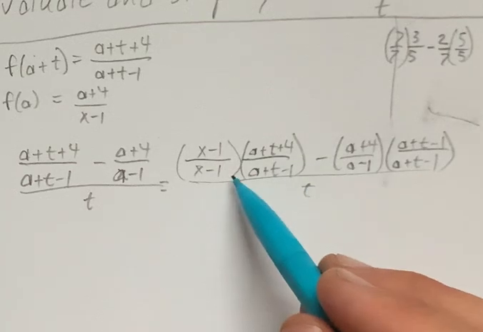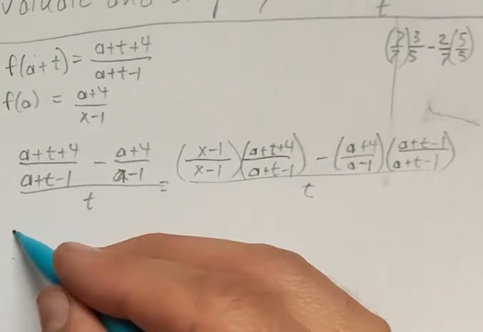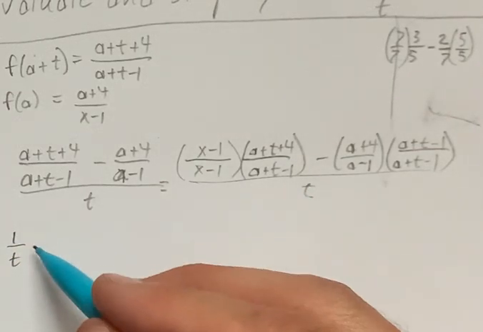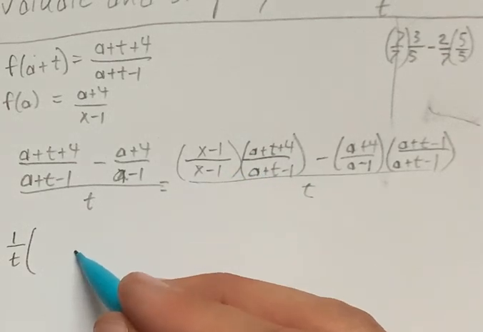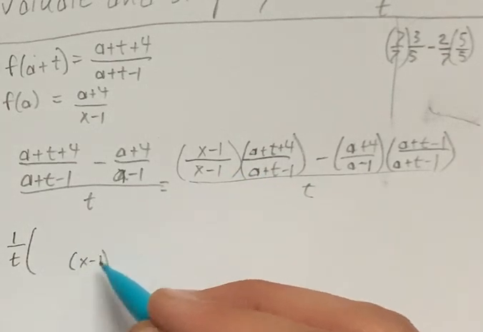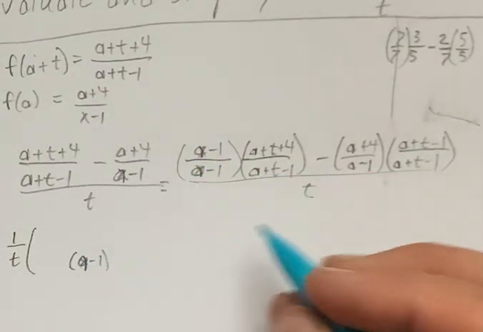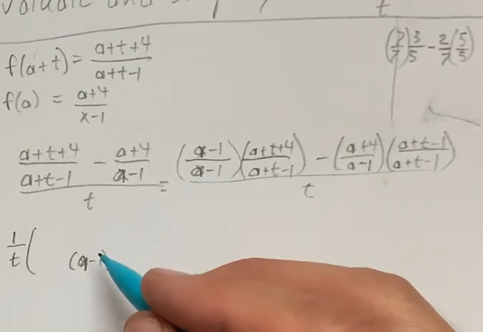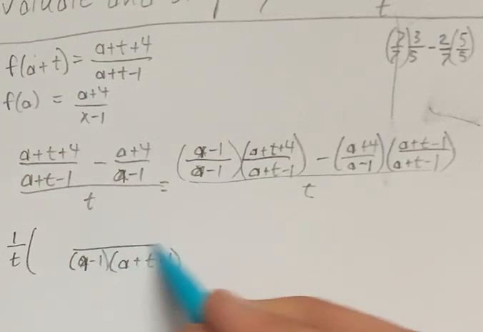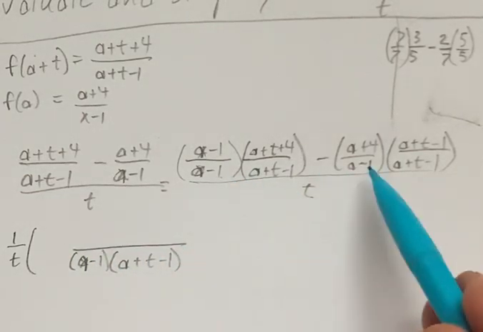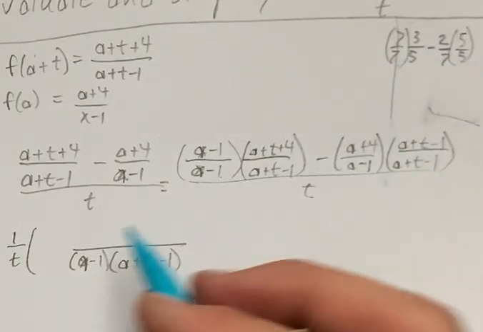How do we combine these two things? Well, a word to the wise, right? I have a t in the denominator. Sometimes I'll just pull that out. Dividing by t is the same as multiplying by 1 over t. My denominator is going to be, both terms are going to have an a minus 1. I have to get that common denominator. A minus 1 times a plus t minus 1. Think of it like the 35 here. Both of these will have 35 as a denominator.